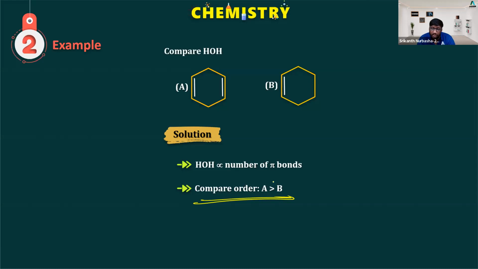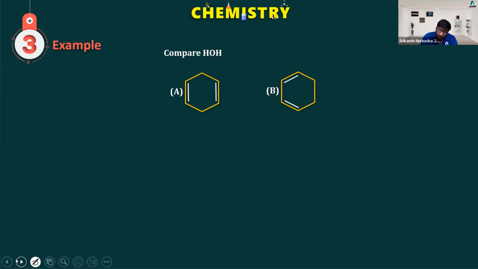Got it now? First you have to compare number of pi bonds. If pi bonds are same, then only you have to look at stability of alkene. So heat of hydrogenation is directly proportional to number of pi bonds. Compare order A greater than B. Compare here.